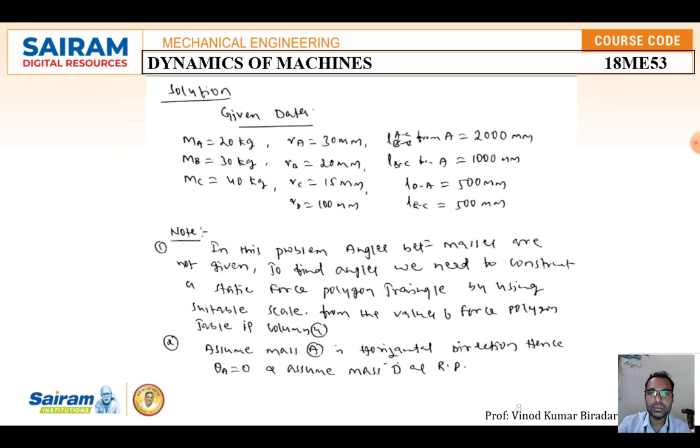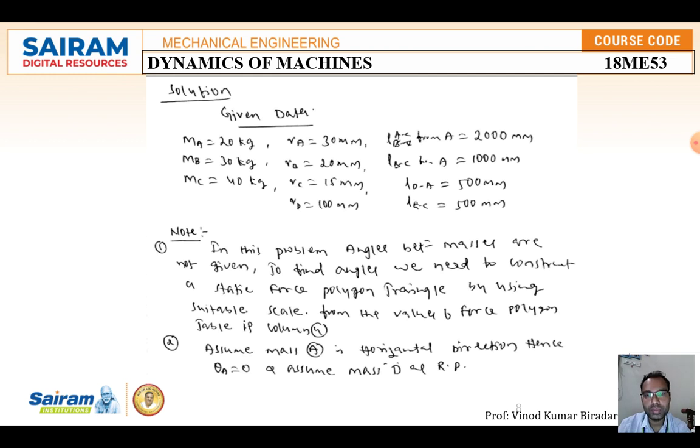Right, here is the given data. The masses of A, B and C are given as 20, 30 and 40, and the radii of rotation are also given as 30, 20 and 15. Along with that the lengths are also given: A to C is 2000, A to B is 1000, D to A is 500 and E to C is 500.